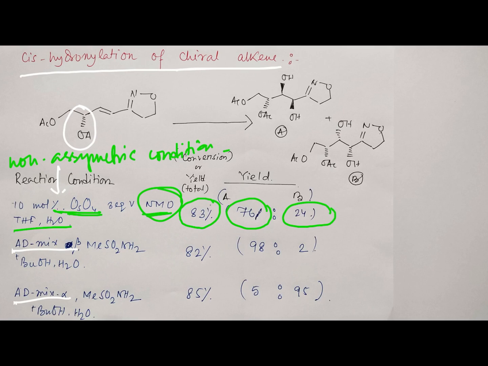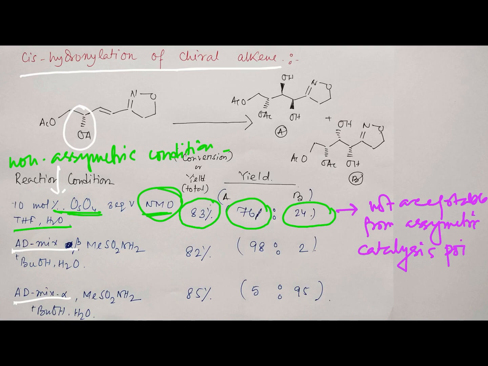What is the conclusion of this statement? That is not acceptable from an asymmetric catalysis point of view. Why? Because for asymmetric catalysis, generally what is expected, the EE should be greater than 90%. That is the criteria. So it is not acceptable.